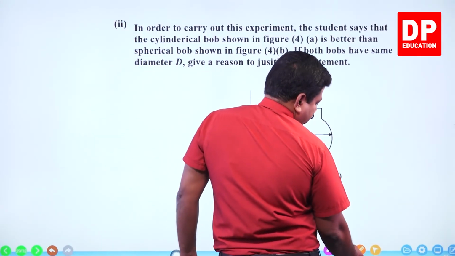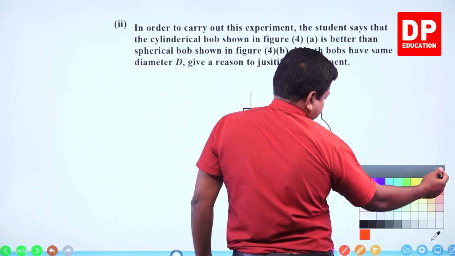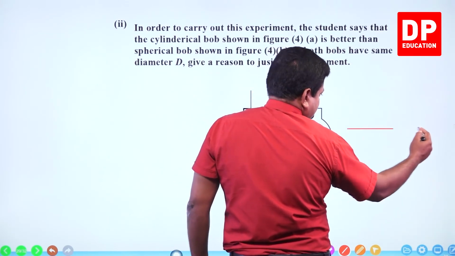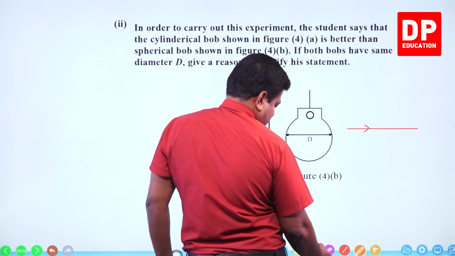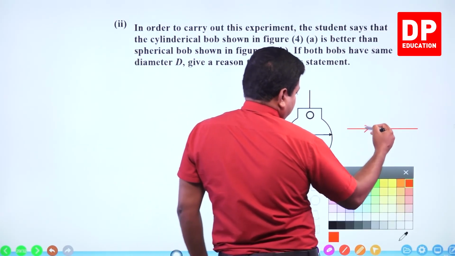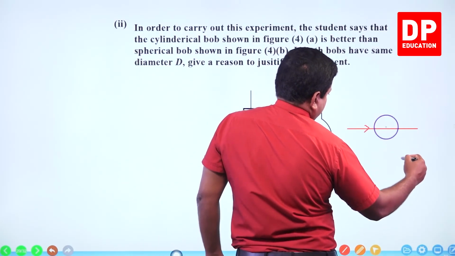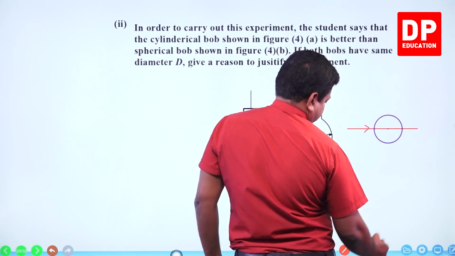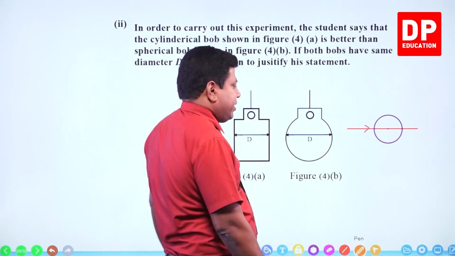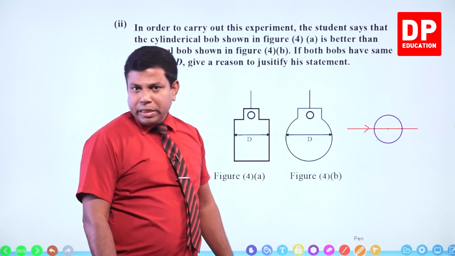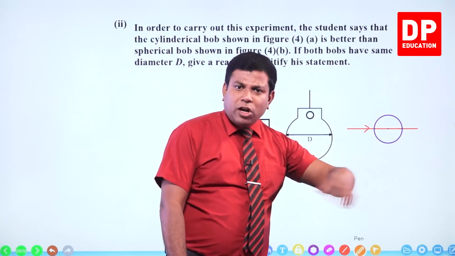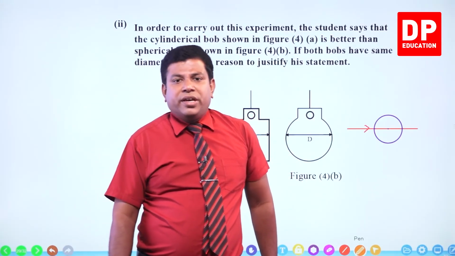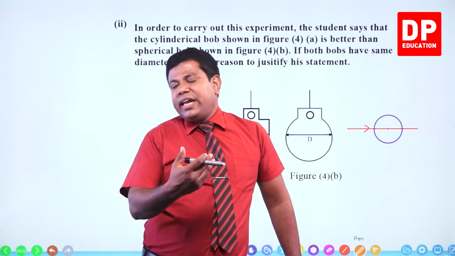Imagine now the beam goes like this. Now, if your beam is like this, this is how we have to exactly set it up if you are using a spherical bob. But the problem is, in daylight, the infrared ray will not be visible to us. We will not be able to see the infrared ray.